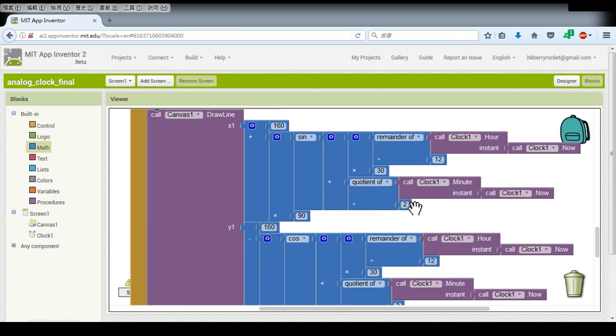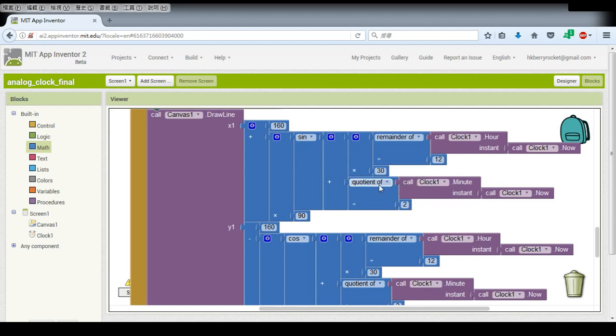Now first, let's not consider the quotient function. Let's consider how many degrees each minute represents. So here we already know that for each hour it's 30 degrees, and we have 60 minutes in an hour. So for each minute it is 30 divided by 60, which is 0.5. And we are using divided by 2, which is kind of similar to multiplied by 0.5.